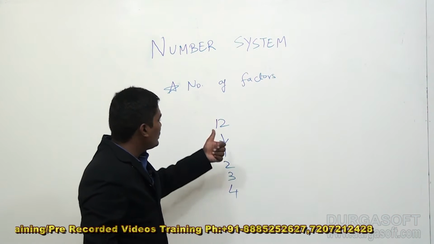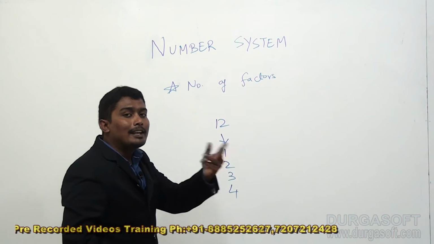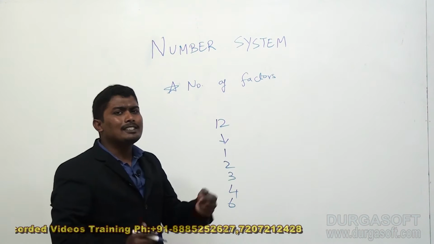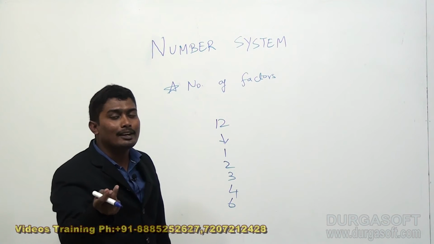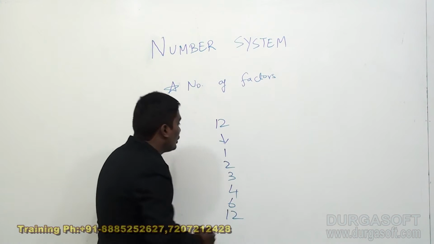Fourth table I can divide. 5 into which number will give 12? Nothing. So fifth table I cannot divide. Next to 5 I can say that 6 2s are 12. So sixth table I can divide. After 6, 7 does not divide 12, 8 does not divide 12, 9 does not divide, 10 does not divide, 11 does not divide. The immediate number that divides 12 is 12 itself.